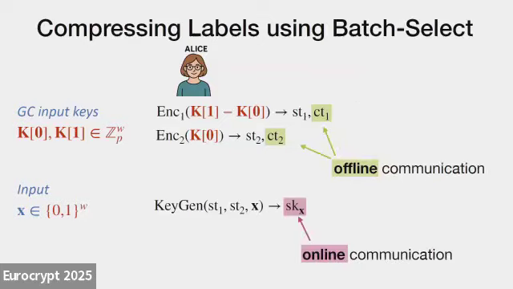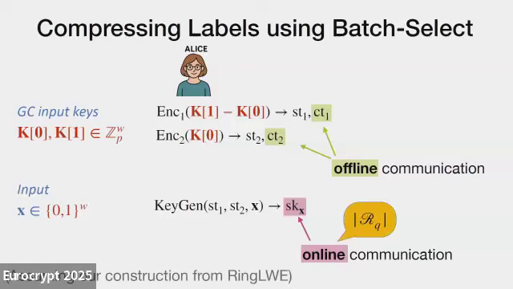Okay, so the two ciphertexts are what we would regard as the offline communication in the context of label compression, and SKX is what we would call the online communication, which, if we use our instantiation of batch select, is just a single ring element. Now, in the beginning, I said that the minimum required online communication is length of input plus poly lambda, so where did the length of input go to?